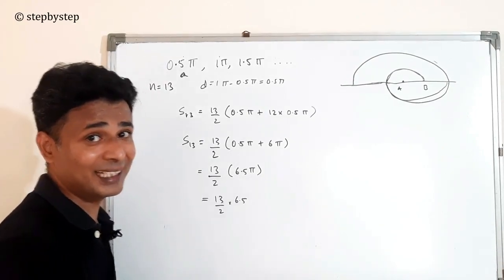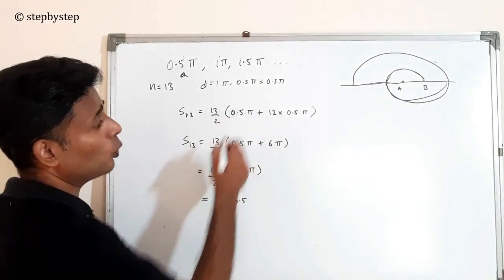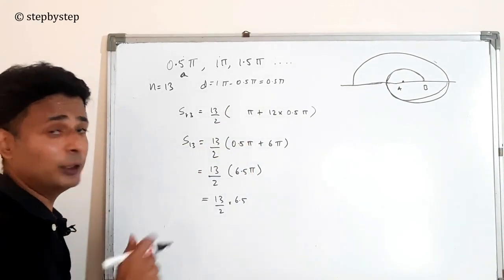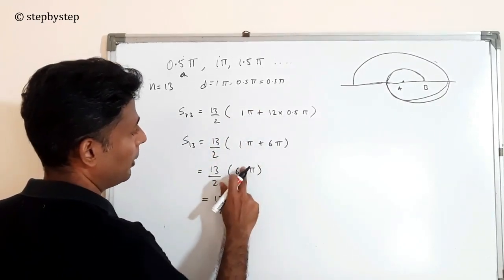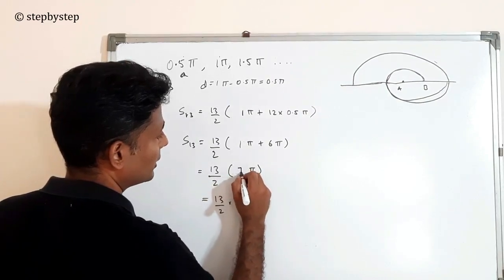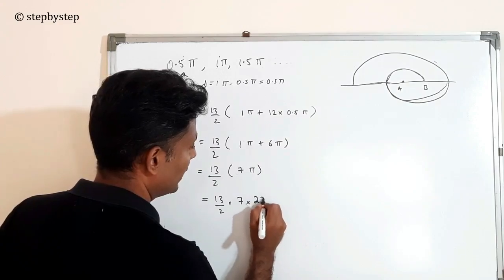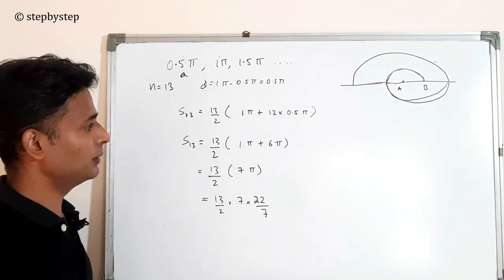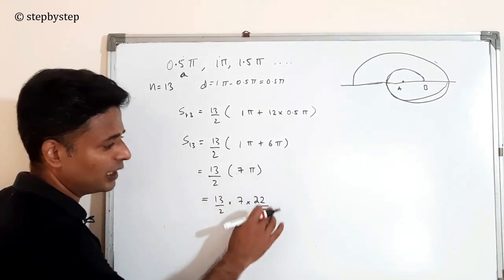Okay, we have made a mistake in this. I'm sorry. S of n is n by 2 into 2a. So it is not 0.5 pi, it's 0.5 pi into 2, that is 1 pi. Again 1 pi, so this becomes 7 pi. So this becomes 7 into pi, where pi is 22 by 7. Now, how did I find out this mistake? The reason I realized it was because pi is 22 by 7.